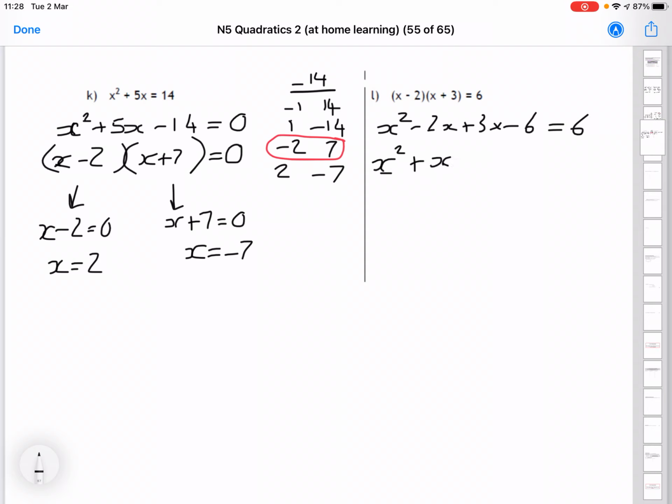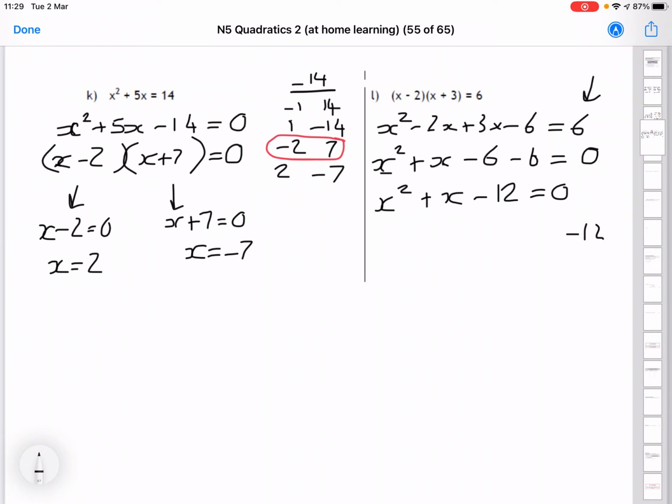We've then got minus 6, and then we're going to bring the 6 on the end across, and that will be minus 6 as well, so that it's equals 0. We're taking 6 off both sides. So that will tidy up to x squared plus x minus 12 equals 0.